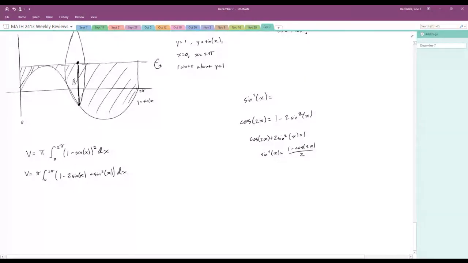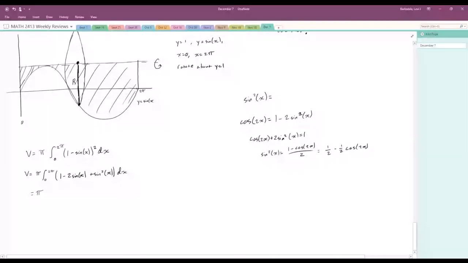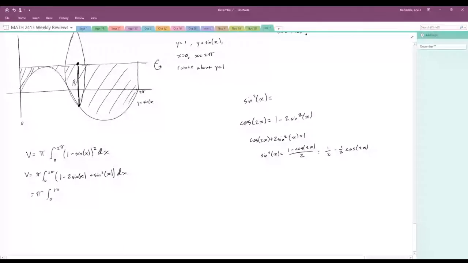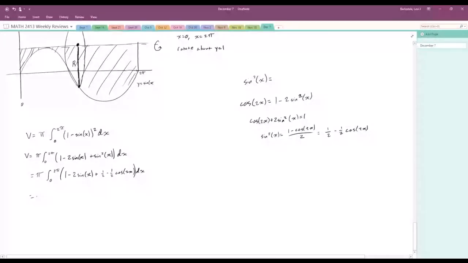Now, we know how to integrate 1. We know how to integrate 2 sine of x. We just have to figure out how to integrate sine squared of x. And that's where this whole trig identity comes in. I'm actually going to even rewrite this as 1/2 minus 1/2 cosine 2x. So now I've got 1 minus 2 sine of x, and I know that sine squared of x is equal to 1/2 minus 1/2 cosine 2x. And I'm going to also combine my constants.